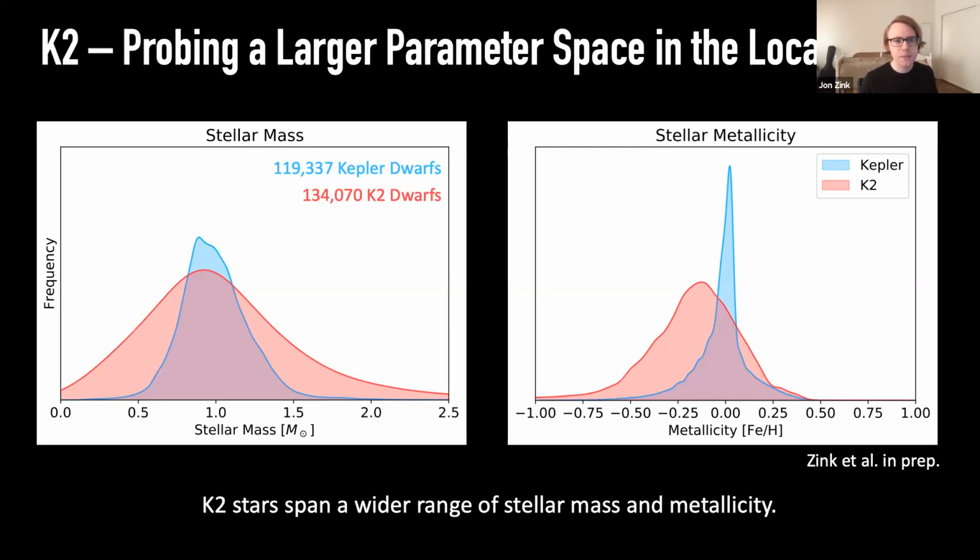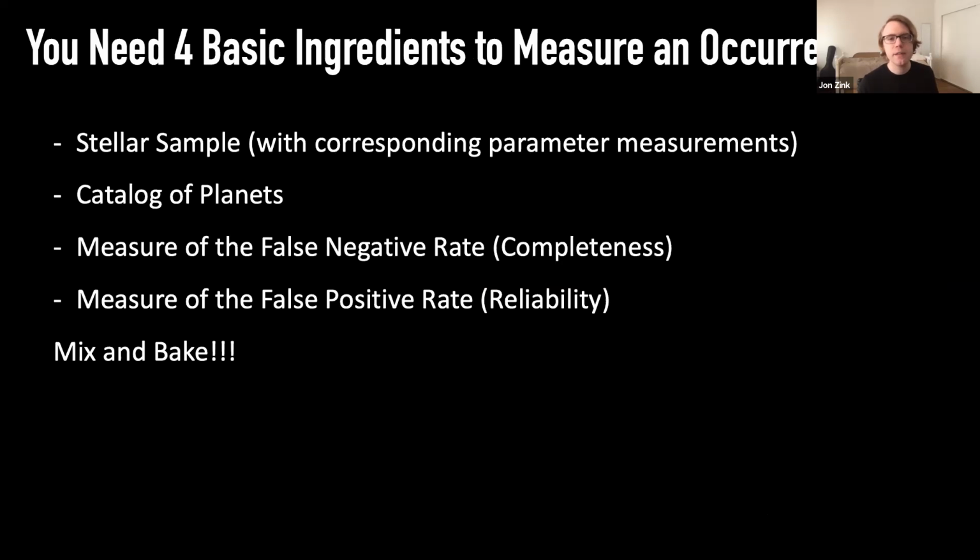Okay, so we've talked about K2. K2 is great. It's going to expand exoplanet demographics. But how are we going to do these exoplanet demographics on this sample? To do any type of occurrence rate and really understand what the underlying population is, we have to have 4 key ingredients.